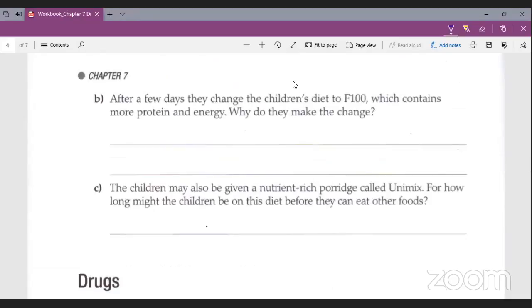After a few days, they change the children's diet to F100. What is the function of F100? Yes, tell me your answer. Bakr Hamid, you're really active. Thank you very much. Ryan, what is the function of F100? To repair and restore, to help build up the body again.